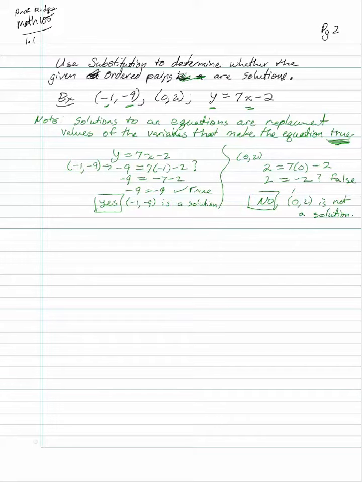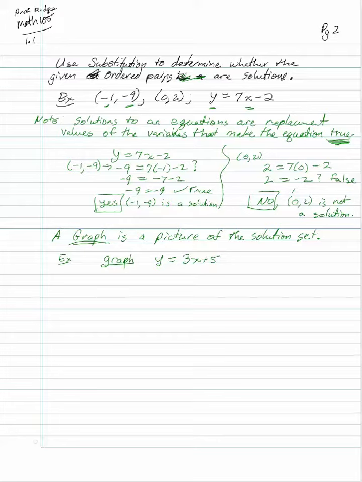Now if you recall, a graph is just a picture of the solution set. If I asked you, instead of saying solve y = 3x + 5, the problem is there's an infinite number of solutions and you can't write them all out. And remember, to solve an equation means you find all the solutions, all the things that make it true. That would be impossible to write down, so what we do is we draw a picture of it, we graph it. And you recall this is a linear equation.